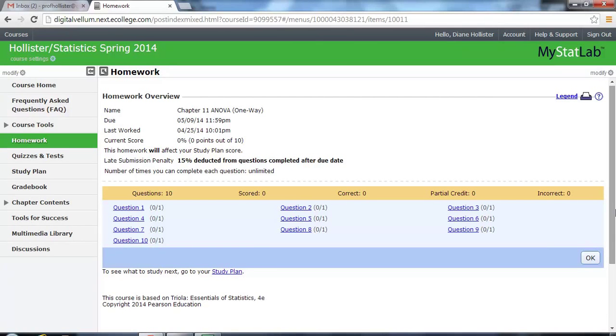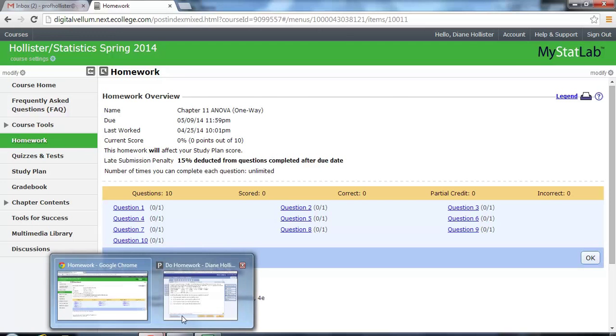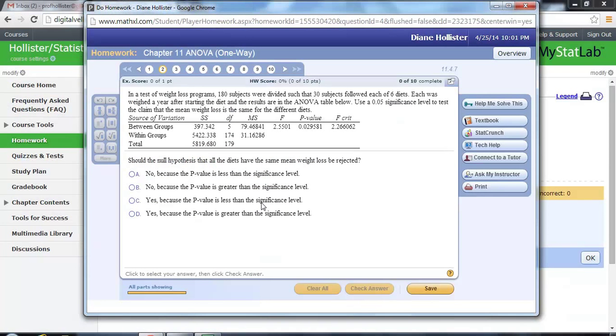We're going to take a look at a couple of problems from Chapter 11. Initially, we're just looking at ANOVA, one-way analysis of variance. In Chapter 11, on one of our homework problems, here we have a data set that's already been analyzed, and we're looking at the ANOVA results.